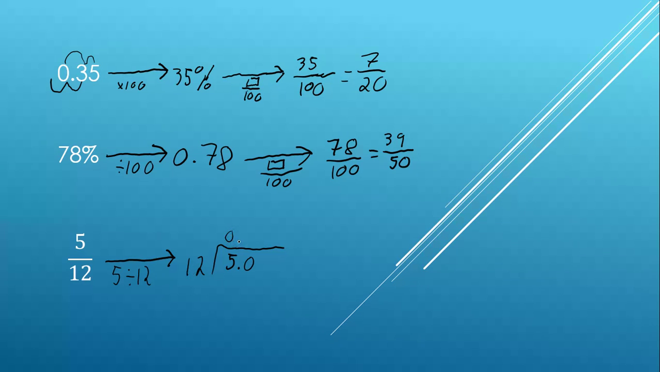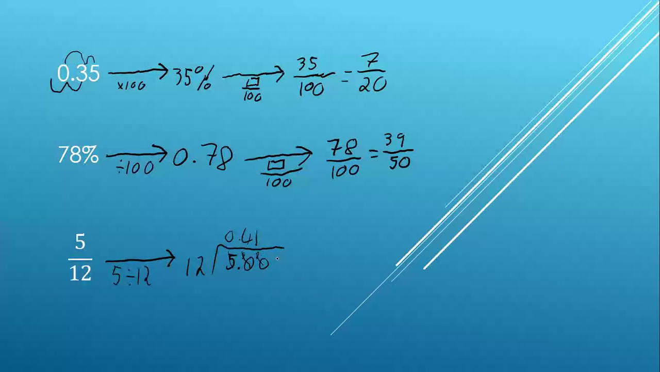So how many 12s go into 5? Well, there's 0, and we carry this 5. How many 12s go into 50? Well, we've got 12, 24, 36, and 48. So that's 4 with a remainder of 2. I'll put another 0 there and carry on. How many 12s go into 20? Well, 24 doesn't quite fit, so it's only 1 with a remainder of 8.